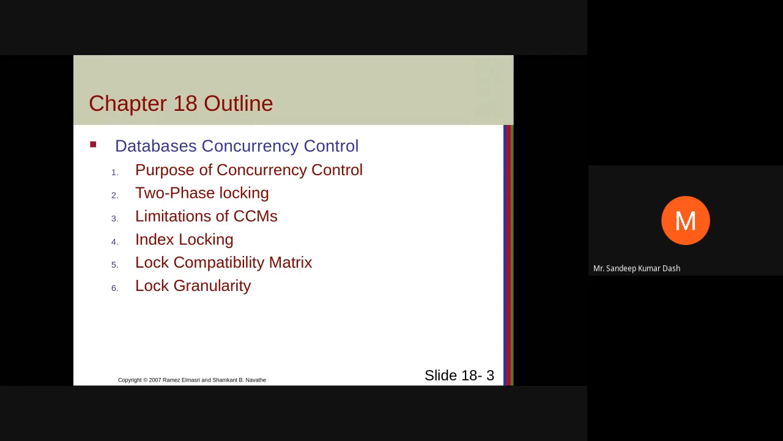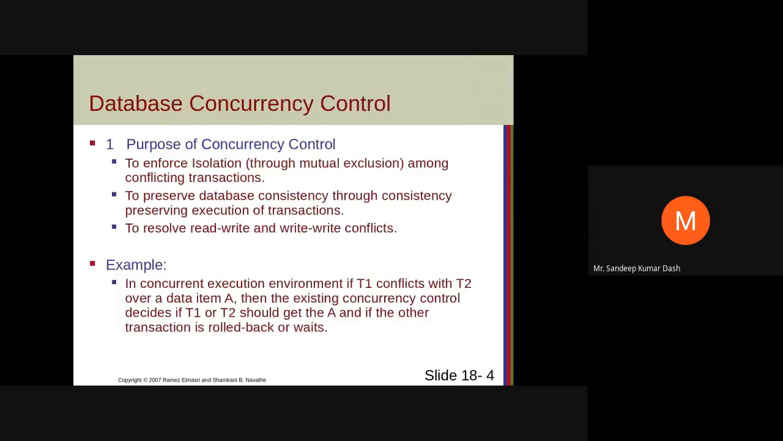The major one is two-phase locking protocol. Then what are the limitations of those concurrency control mechanisms? Okay, so going into the details, what is the main purpose of concurrency control? It is to ensure that the database property of isolation is kept intact, because you know database is having four properties: ACID property, atomicity, consistency, isolation, and durability.